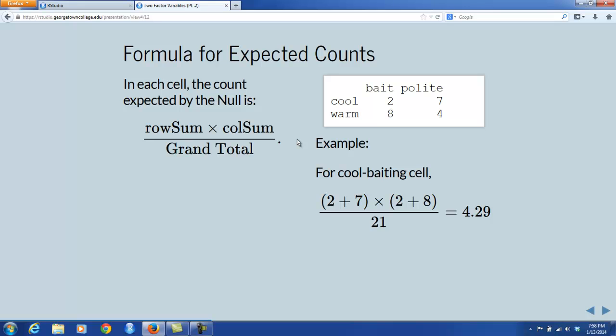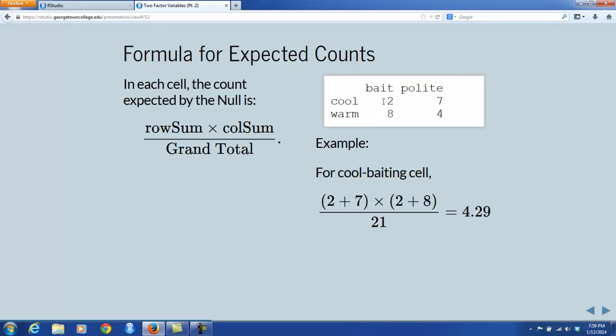I would like to point out that you don't have to reason your way slowly in order to find all of those expected counts. There's actually a formula that gives you all of these answers quite quickly. The way to find the null's expected counts in a table is to take the row sum for the cell, the column sum for the cell, and divide by the total counts, which is called the grand total.